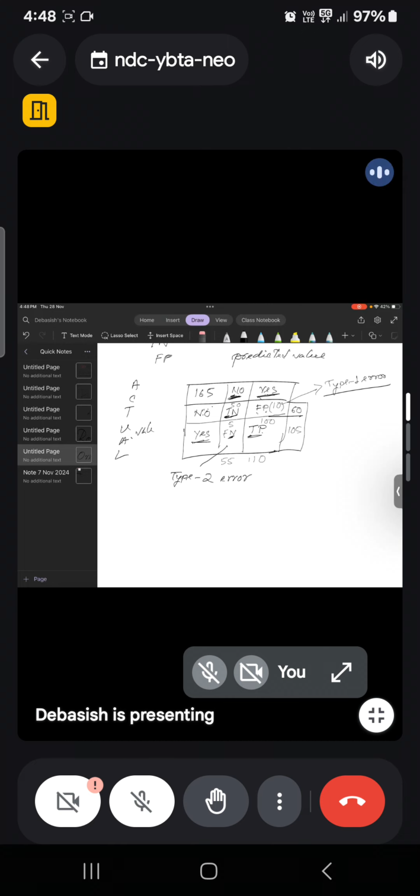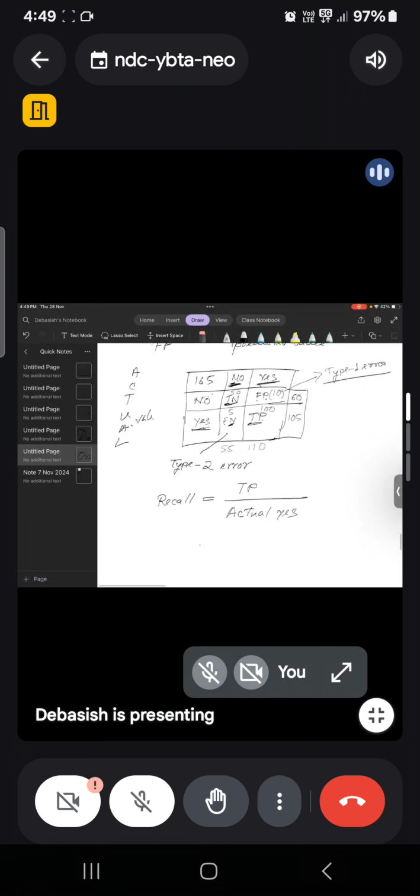Now we will calculate the recall value. So what is this recall value? Recall is nothing but TP divided by actual yes. Looking at the matrix, where is TP? This is TP. So the TP value is 100, so true positive is 100. And what is actual yes? Actual yes is this one, 105.